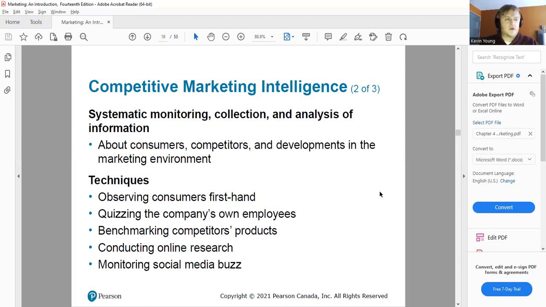So I'll just take a step back. I said a marketing information system. In this case, this particular slide is not talking about the marketing information system per se, unless the data that is being collected here is entered into the marketing information system. This is just about the gathering of competitive marketing intelligence, and then the techniques are listed below. So you can observe firsthand, you can quiz your own employees, et cetera.